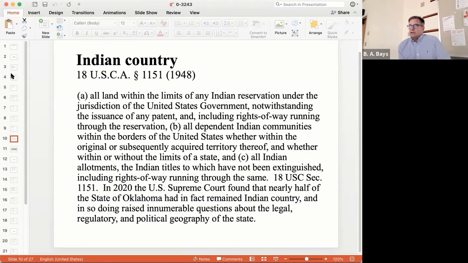Anyway, so number one, there are three parts, and two of them are pretty easy to understand for you all. All land within the limits of any Indian reservation under the jurisdiction of the United States government, notwithstanding the issuance of any patent and including rights of way running through the reservation. What does that mean? Notwithstanding the issuance of any patent.